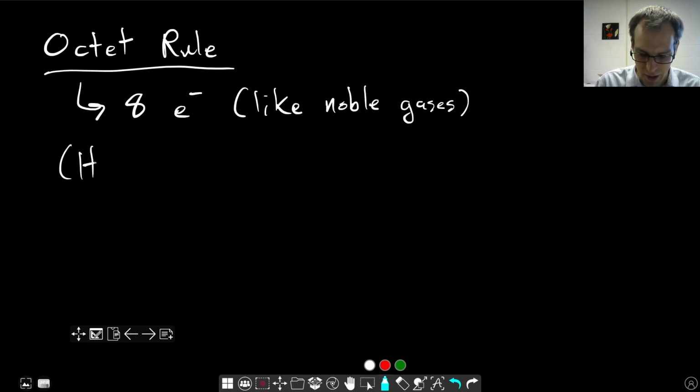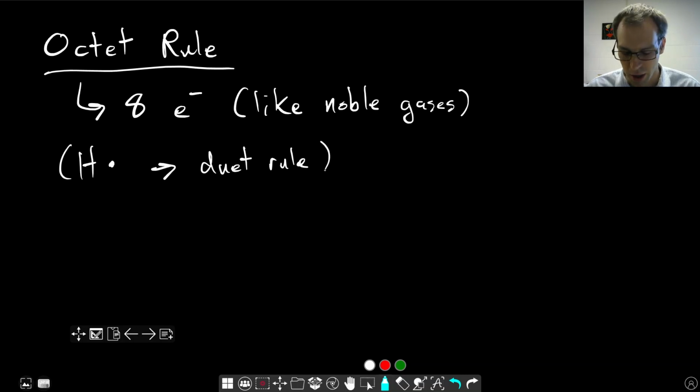one of the main exceptions to this is hydrogen. Because it only has a single electron, instead of an octet, you could say it has a duet rule. Hydrogen wants to have 2 electrons shared. But there are other exceptions. You can often have things with less than or more than an octet, but this is a good starting point. Most things are going to follow this octet rule, and then we'll look at exceptions to this as we move forward.